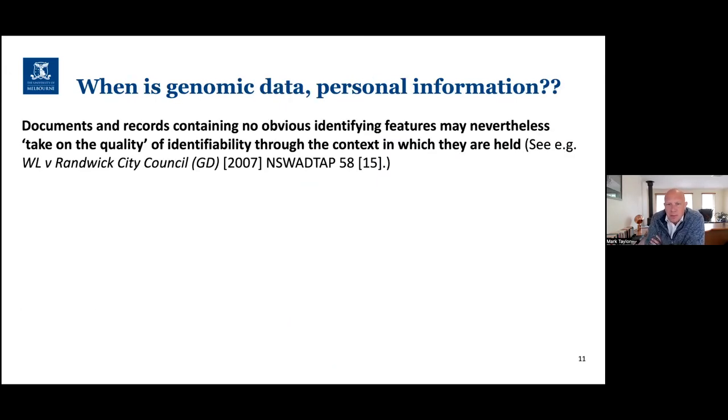There has been some guidance issued by the courts and some regulatory guidance about what this means. What does it mean to say that an individual is identified or reasonably identifiable? There's not a lot in the case law about identifiability. But what does come through is the importance of context, and the notion of this being an evaluative conclusion. You have to take a series of things into consideration before you can reach a determination on this question. Even documents and records containing no obvious identifying features may nevertheless take on the quality of identifiability through the context in which they're held.